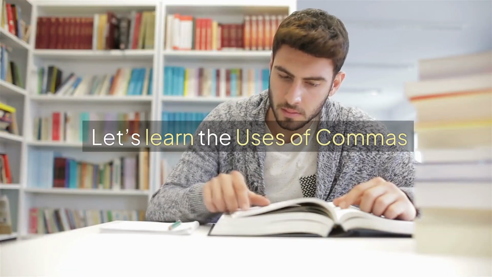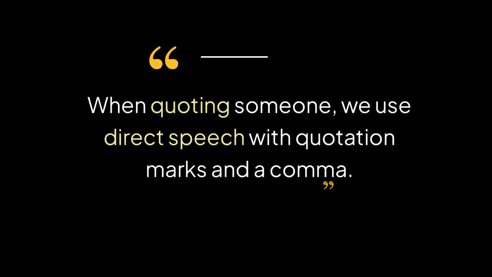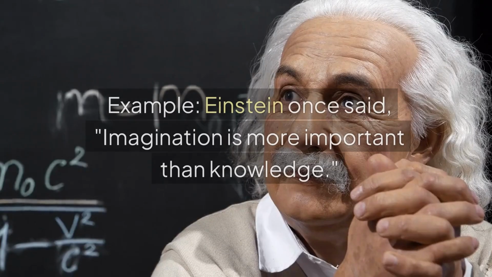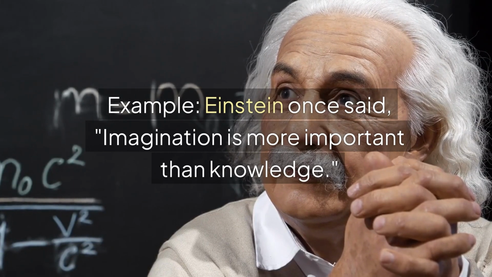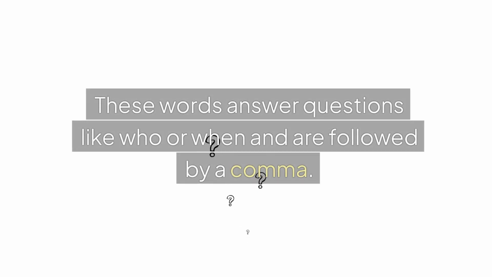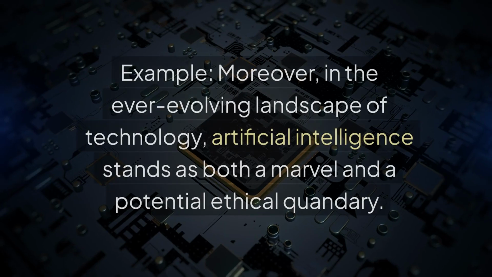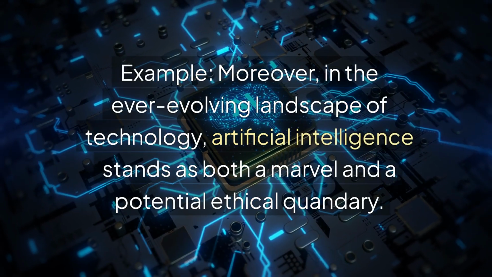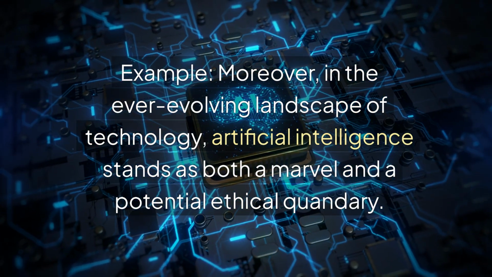Let's learn the uses of commas first. In direct sentences, when quoting someone, we use direct speech with quotation marks and a comma. Example: Einstein once said, "Imagination is more important than knowledge." Then in introductory words. These words answer questions like who or when and are followed by a comma. Example: Moreover, in the ever-evolving landscape of technology, artificial intelligence stands as both a marvel and a potential ethical quandary.